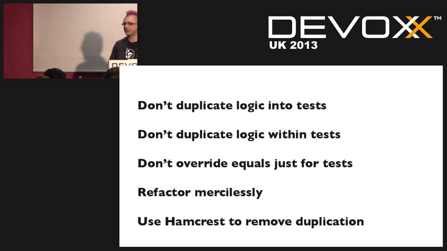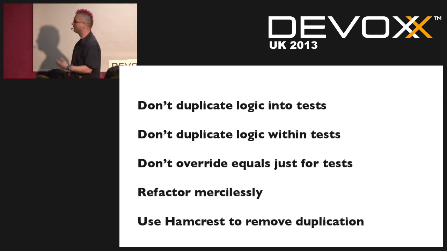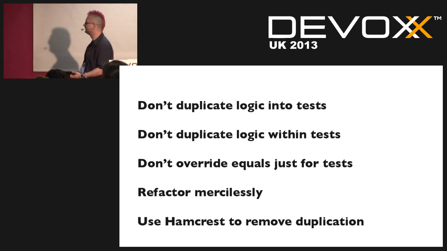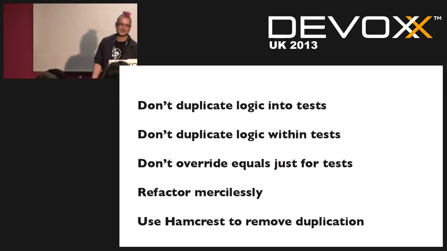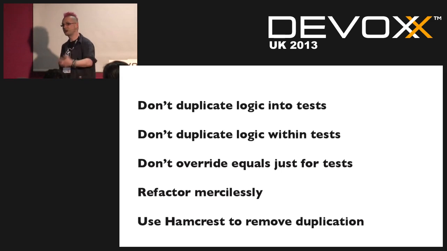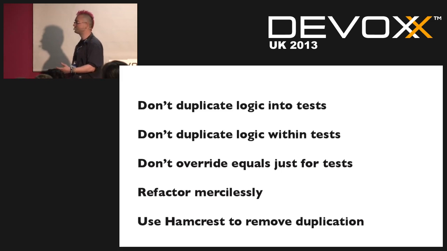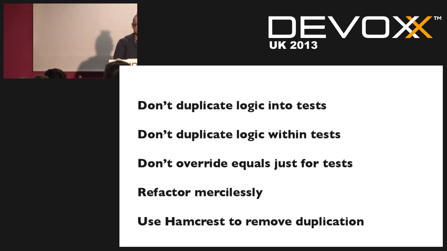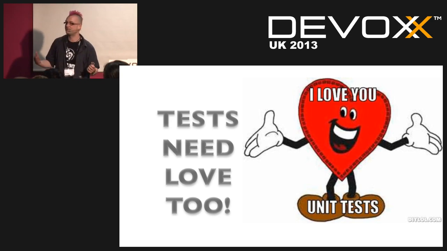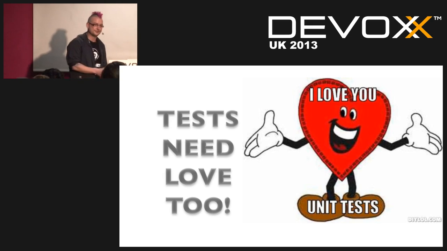So, don't duplicate logic into your tests. And don't duplicate logic within your tests. Don't override equals and hashCodes purely for your tests. Refactor your code mercilessly and use Hamcrest. The refactoring point really is that your test code should be treated the same way as your production code. Your tests need your love. Don't treat them as second-class citizens. Treat them as first-class citizens, and they will treat you well.